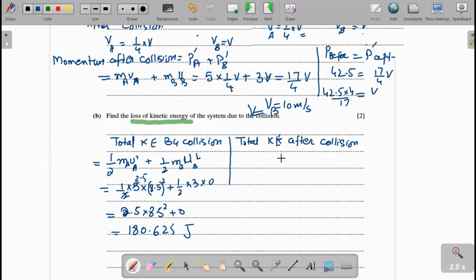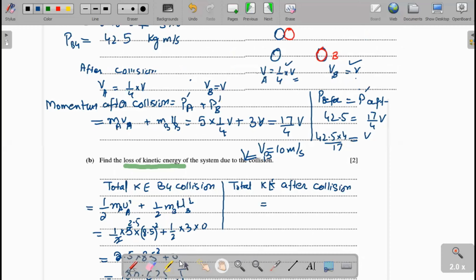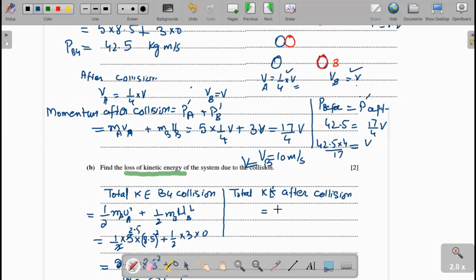We find the total kinetic energy of the system after collision. You know the kinetic energy of sphere A and sphere B. The kinetic energy after collision is equal to 1 over 2 MA VA square plus 1 over 2 MB VB whole square. Now we substitute the values. The mass of sphere A is 5 kg and the velocity of sphere A is 1 over 4 into V.